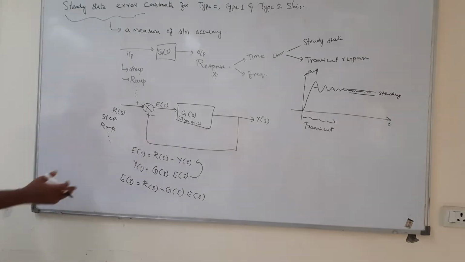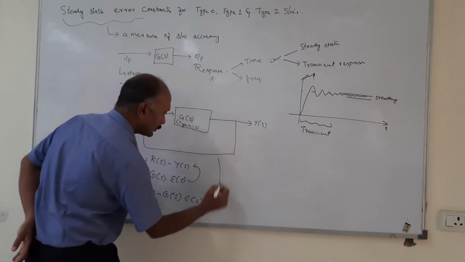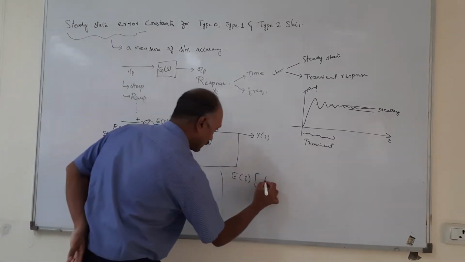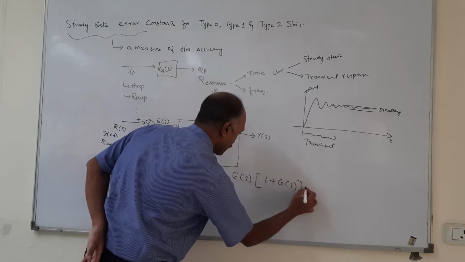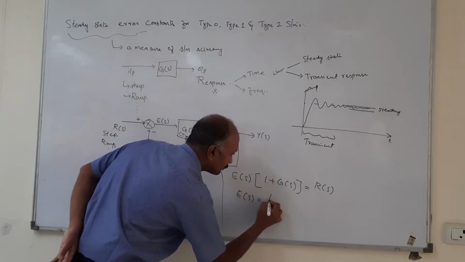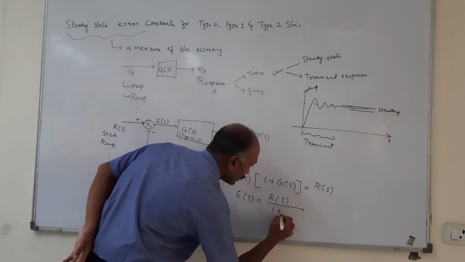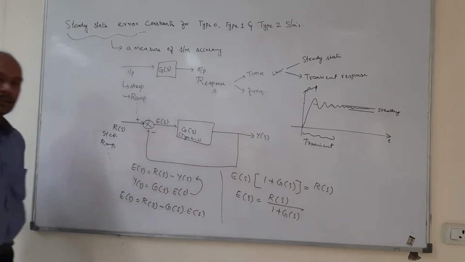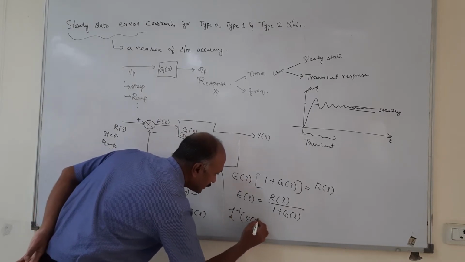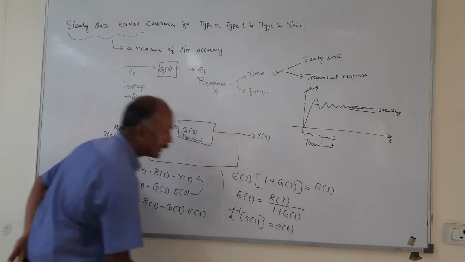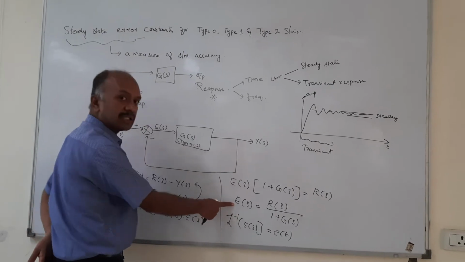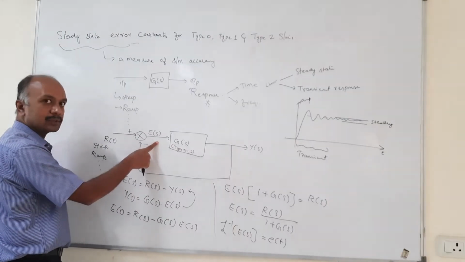So we will rearrange this expression. When you take E of S common and bring this to the other side, you will have E of S times (1 plus G of S) equal to R of S. And what is E of S? E of S is nothing but R of S upon 1 plus G of S. Now when you take the inverse Laplace transform of E of S, you will get the error values. Please remember, E of S is nothing but the steady state error in the Laplace domain.